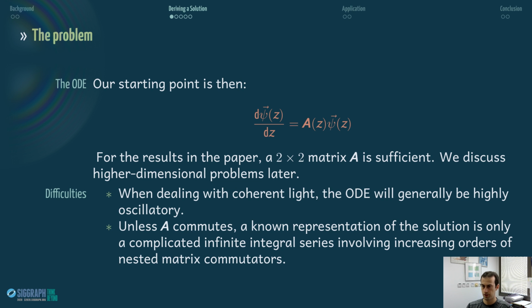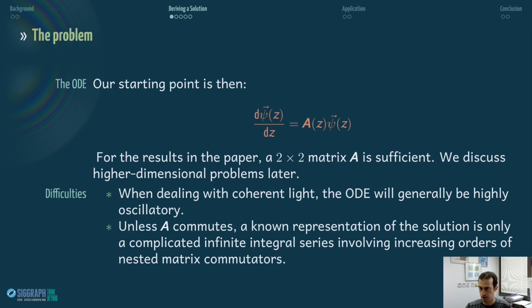The difficulties of the stated problem are, as expected, considerable. First, when expressing a problem in this form, we are usually interested in coherent or partially coherent light transport, which means we want to account for interference. However, that requires carrying phase information, which is very high frequency information, resulting in a highly oscillatory ODE. This makes finding a good approximation a challenge.